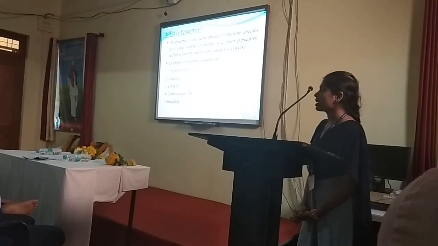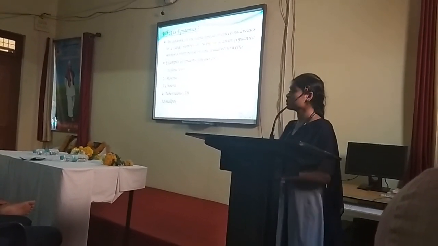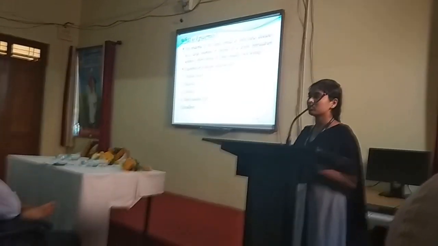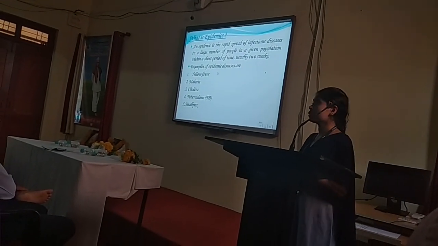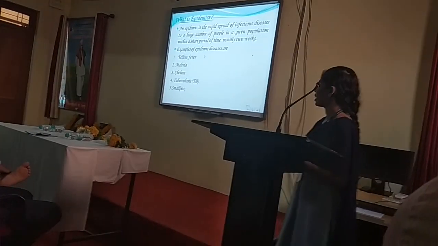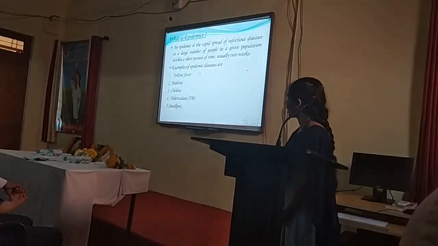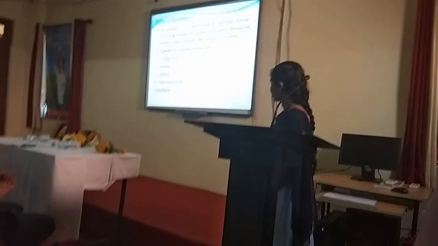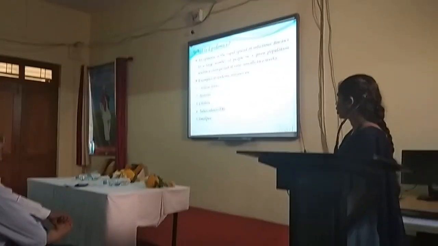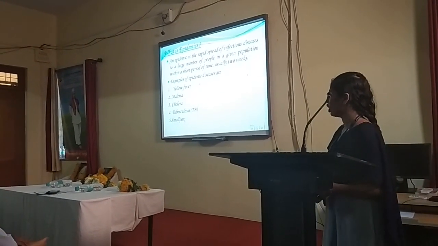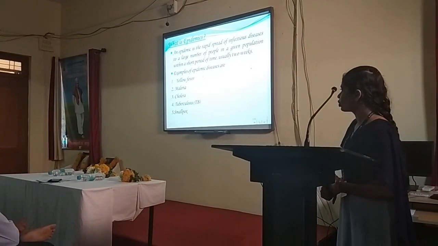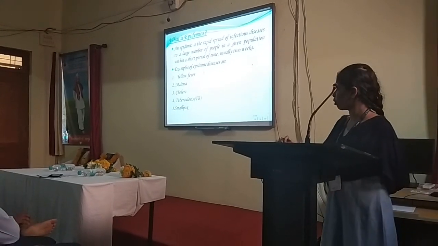Then there are some mathematical models which are used in medicine. In that, one of the models is the SIR model. SIR model is used in epidemiology. Then what is an epidemic? An epidemic is the rapid spread of infectious diseases to a large number of people in a given population within a short period of time, usually 2 weeks. Examples of epidemic diseases are yellow fever, malaria, cholera, tuberculosis and smallpox.